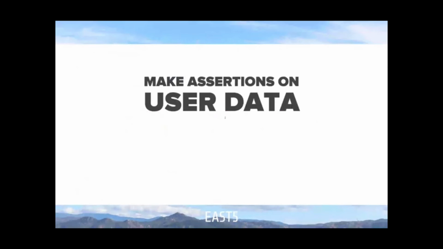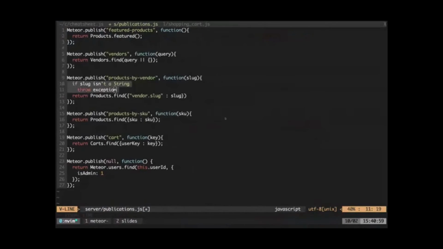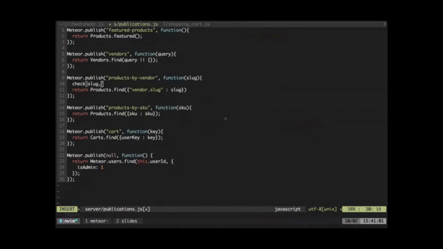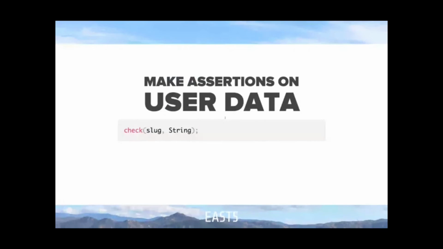And in the context of a Meteor app, there's a cool little library called check, which does that exact thing. So in this case, I would have said check slug string. And now if a user tried to pass in an object, they would have received an exception, and it would have said expected string, but I got an object. So that's the basic idea behind making assertions and what your data should look like.